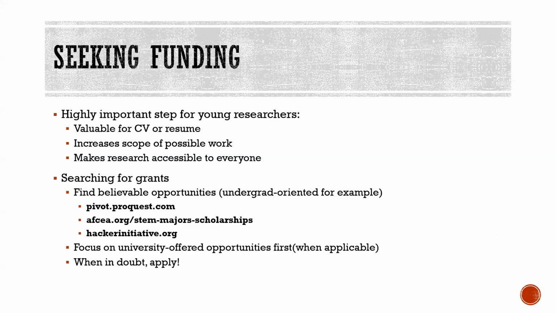Focus first on opportunities that are believable, that you think you're actually likely to get. kvit.proquest.com, afc.org, and hackerinitiative.org are three great websites that I found in my course, which all offer excellent grants targeted towards undergraduate students or even independent researchers, which is ideally the kind of people who are watching this video right now. You don't want to be spending your time applying for highfalutin $500,000 research grants for one summer undergraduate project. Don't waste your time on that. Focus instead on things that are likely going to accept you and put a lot of work into it.